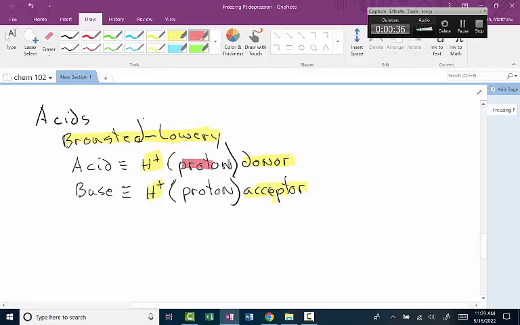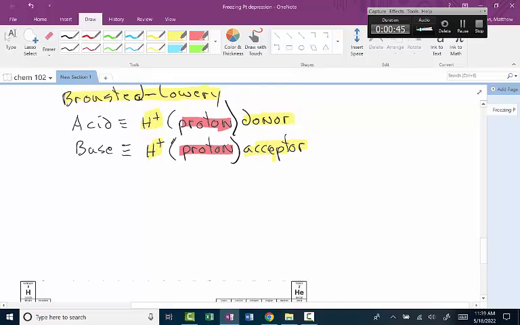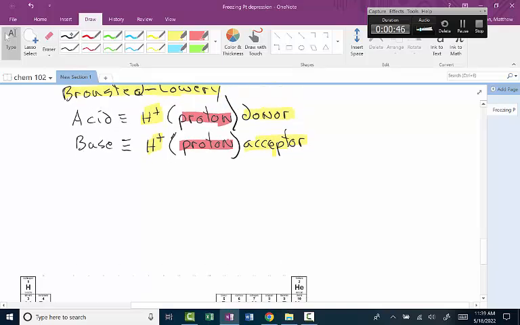H+ is a proton in both cases. So you'll hear it said H+ donor or proton donor, or sometimes just hydrogen. Hydrogen's wrong because that implies an electron. And so we're going to just look at one acid right now, a strong acid, HCl, and I'll do the reaction and show you what we mean.